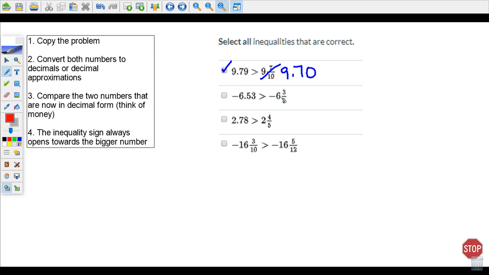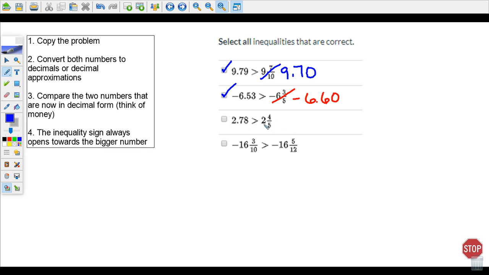-6.53 is greater than -6 3/5. Change -6 3/5 to -6.6 after dividing. Add another 0 here so that it's 2 digits after the decimal on both of them. They both start with -6. Move to the tenths place. This 6 is bigger than this 5. They are negative numbers. So since this is the bigger negative, further away from 0, this is the smaller number, which is what this inequality is telling us. So this one is also correct.